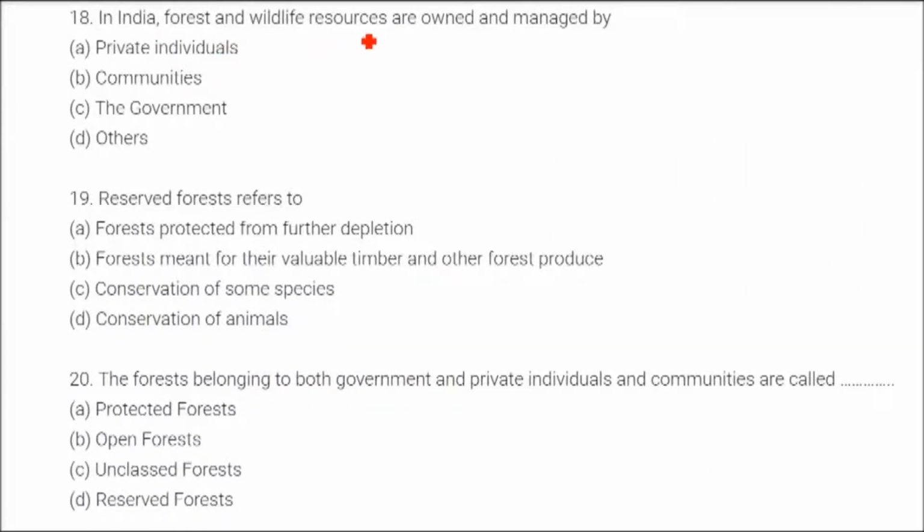In India, forest and wildlife resources are owned and managed by whom? The answer is the government. It is owned and managed by the government.